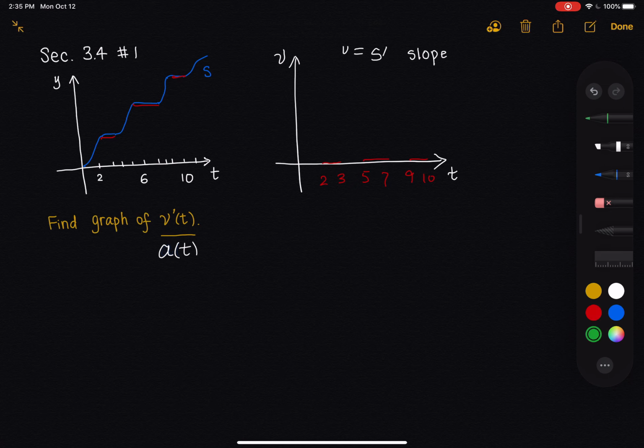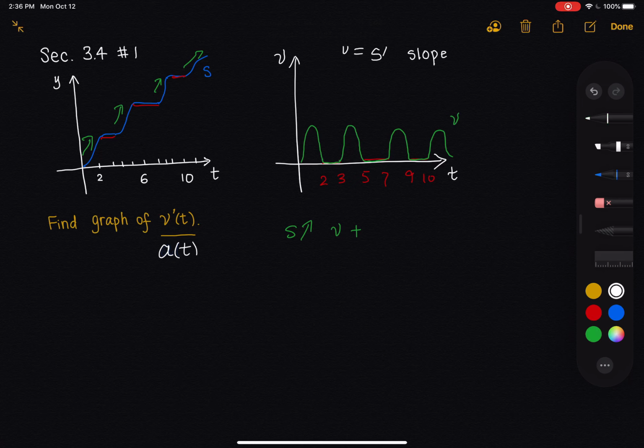We also notice that it's increasing from 0 to 2, it's increasing everywhere else. So what it tells us is that when s is increasing, the slope v must be positive. The slope has to be positive for the function to be increasing. So v is positive, going up, and then somehow it has to come down to get to 0. Then it's positive again, goes back to 0, positive, back to 0, positive, and so on. But this is just the graph for v.